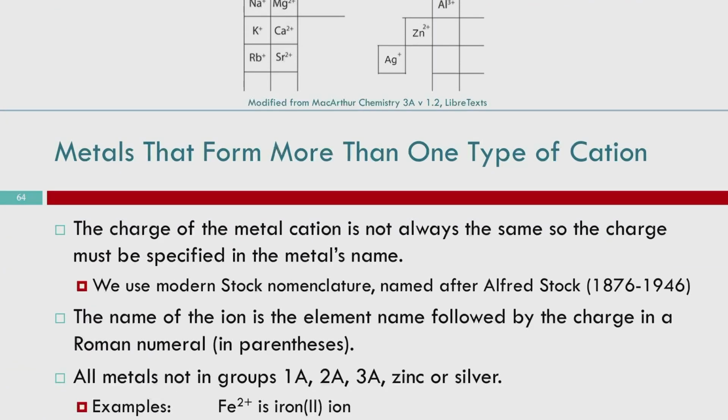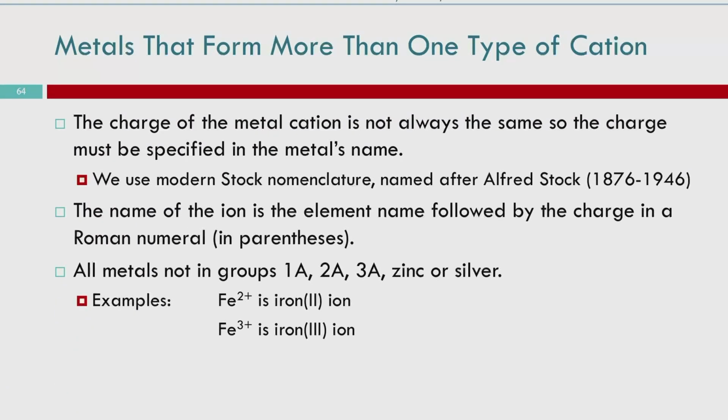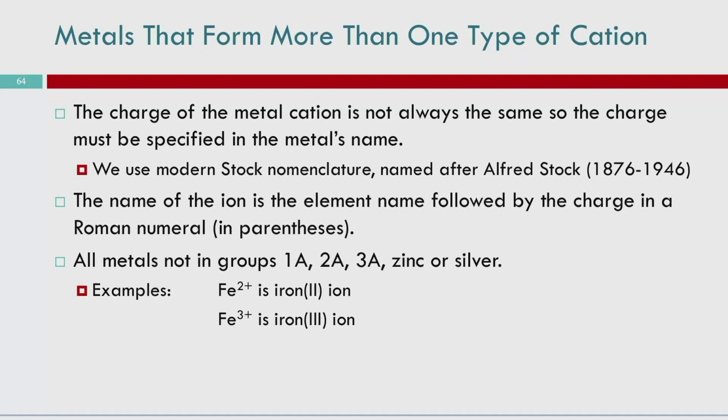We can also have metals that form more than one type of cation. And these are, by and large, transition metals. So this rectangle in the middle from scandium to zinc and everything below it, except for zinc and silver, those are not always the same charge.